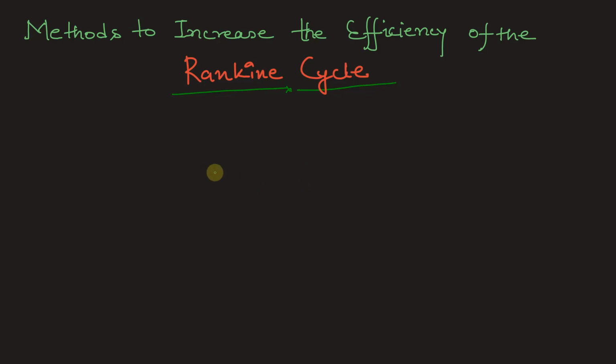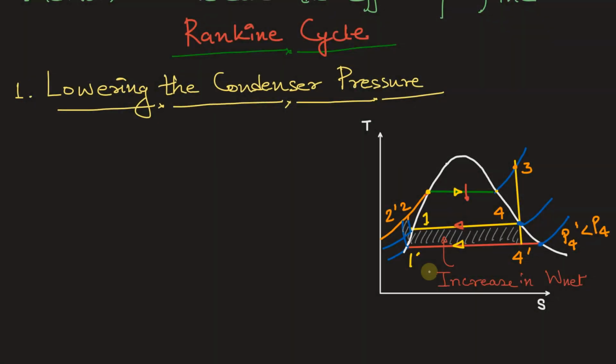Let's see the first method, lowering the condenser pressure. From this TS diagram, lowering the operating pressure of the condenser lowers the temperature at which heat is rejected. So T4 is shifted to T4 dash. The overall effect of lowering the condenser pressure is an increase in thermal efficiency of the cycle. If we decrease the condenser pressure, it decreases the temperature at which heat is rejected, and the thermal efficiency of the cycle increases.